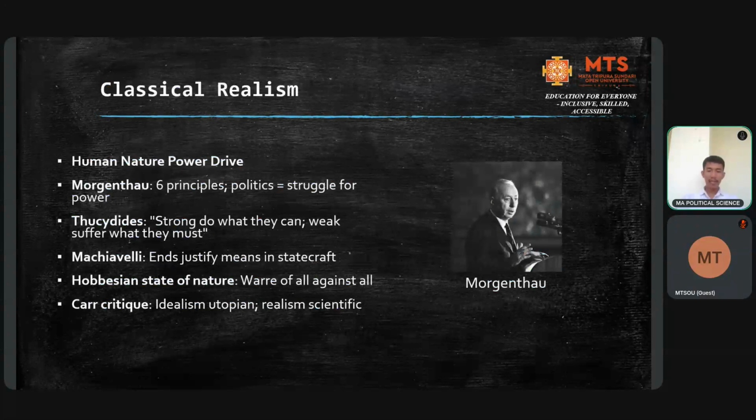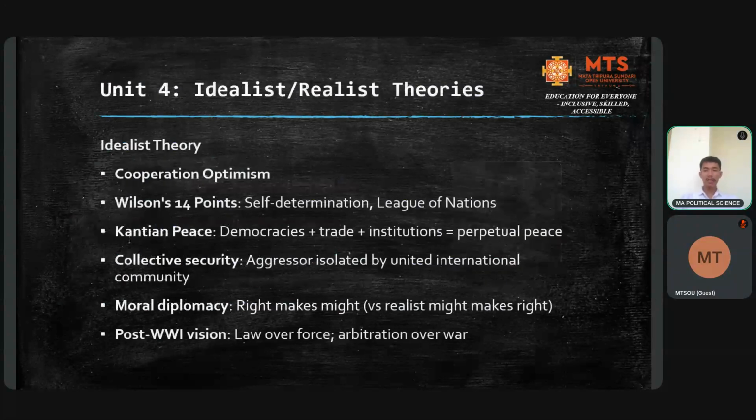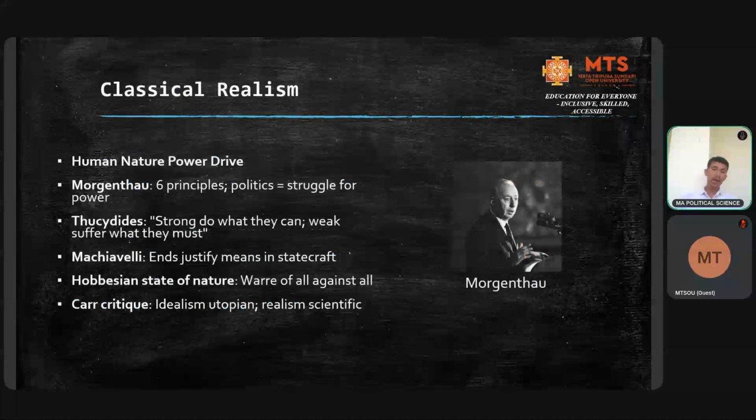Now let's go to realist theory. Like Morgenthau here, this is the picture. He is a very popular realist theorist in international politics. Morgenthau said politics is a struggle for power. Generally in politics, everybody is trying to be powerful. I want this power, I want that power. So everybody is trying to be more and more powerful in politics.